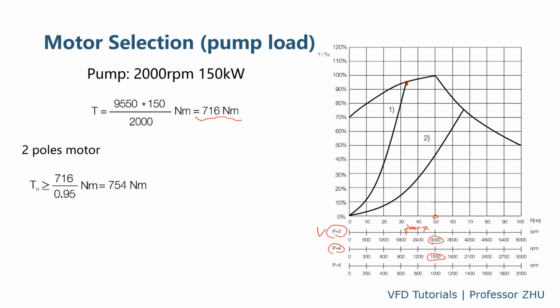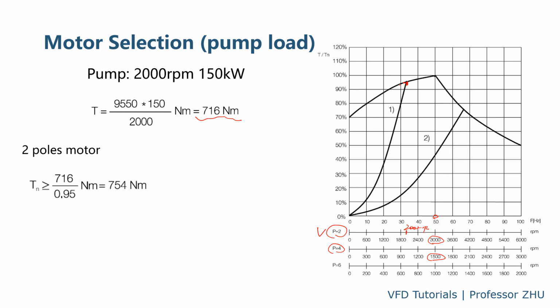For the motor, 50 Hertz is rated. Above 50 Hertz is constant power. Below 50 Hertz is constant torque. But actually, as we discussed before, because the coaxial fan cooling decreases with the speed, the actual torque output will also decrease. So the curve will be right here for the particular motor.